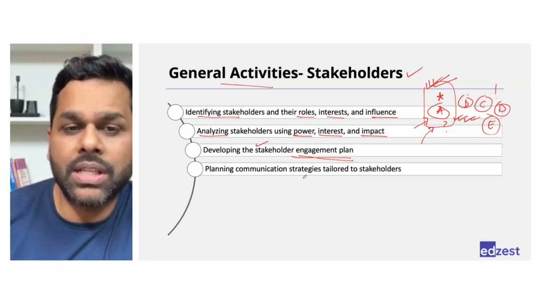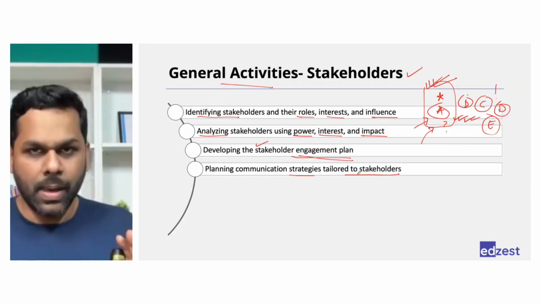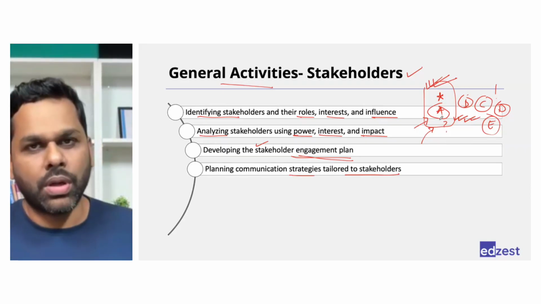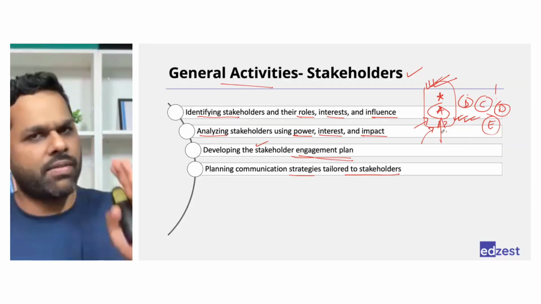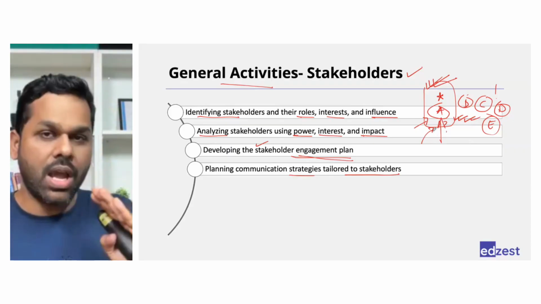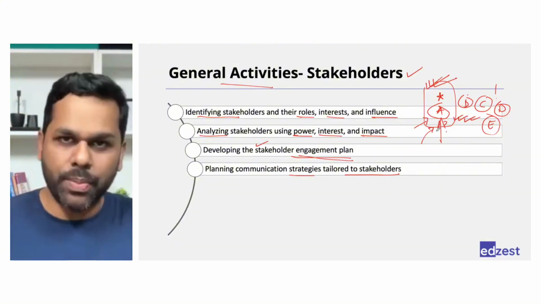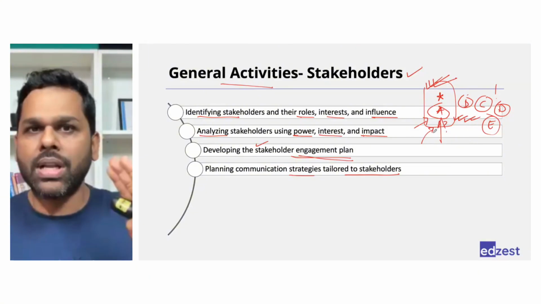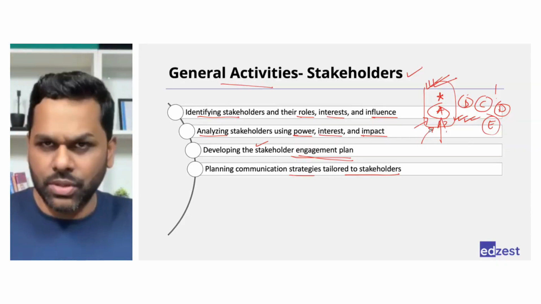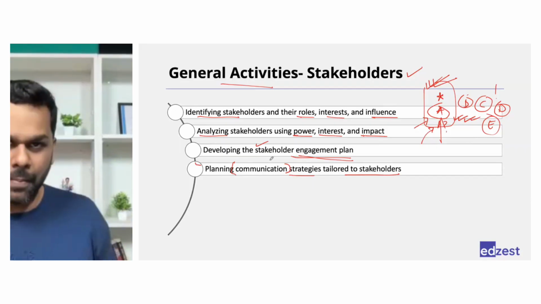Then planning communication strategies tailored to the stakeholders. Right? Very clear that if I'm going to engage with these stakeholders, I must have a very clear communication strategy. How often do I have to share the meeting request? How often do I have to meet in person? How often do I have to do the in-group meeting, online meeting, something like that? What is it that I'm going to do or my team is going to do in terms of communication must be clear in the beginning itself.